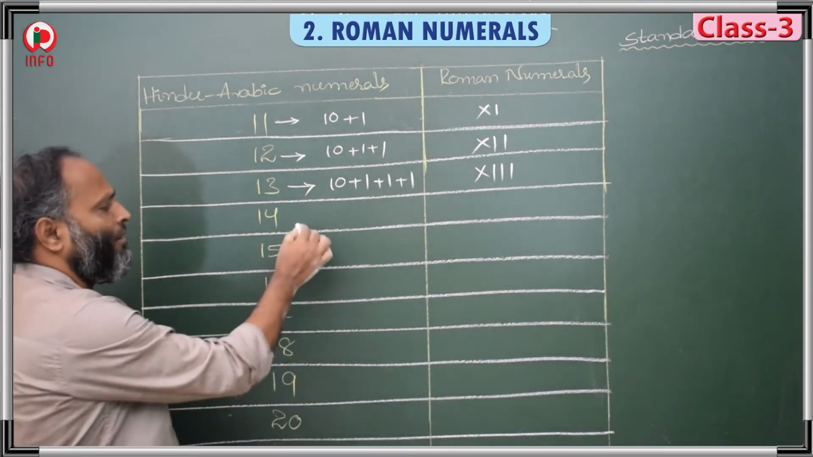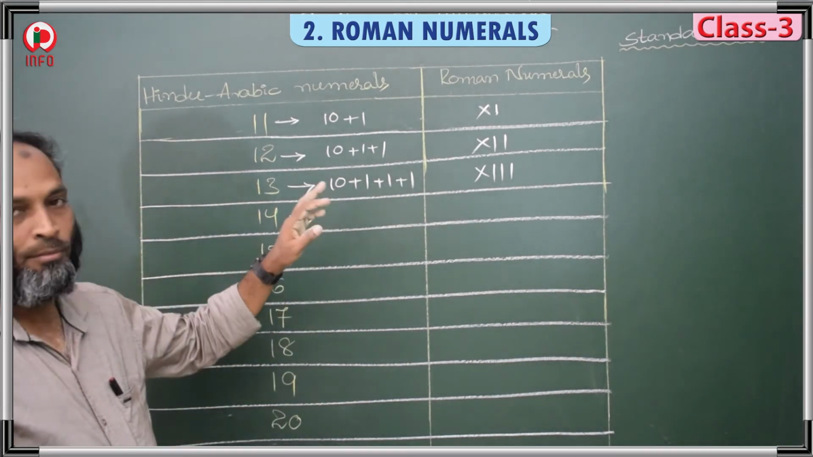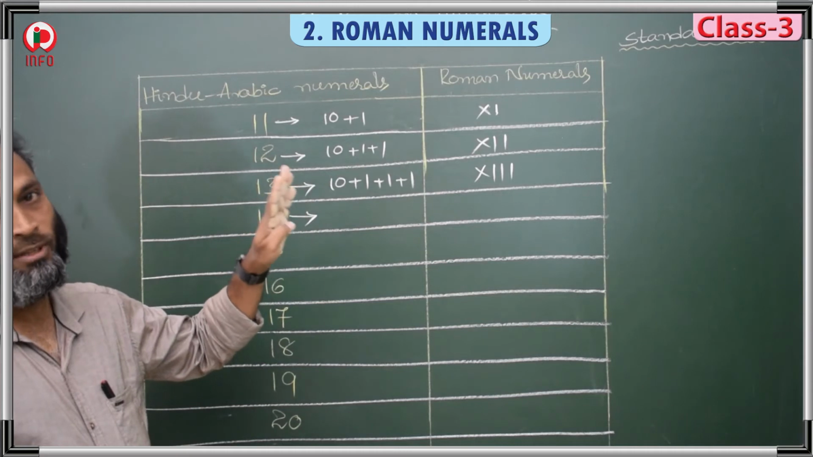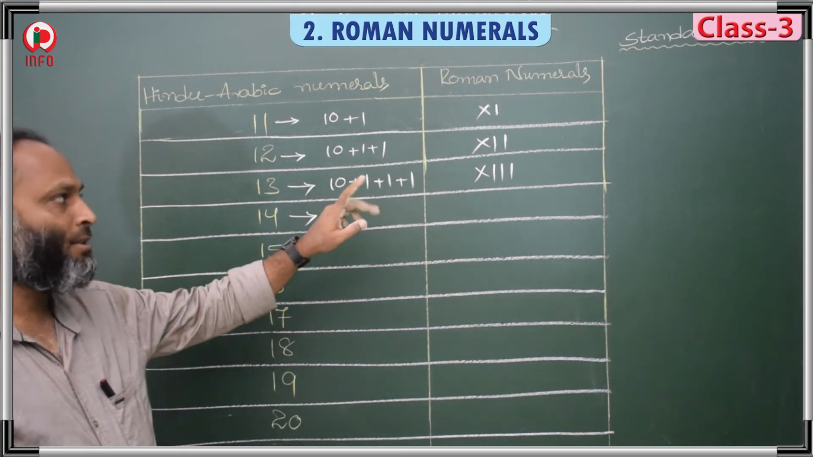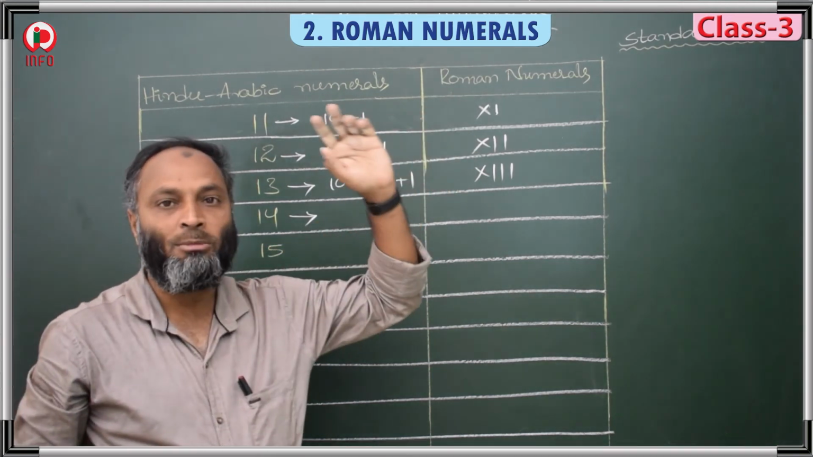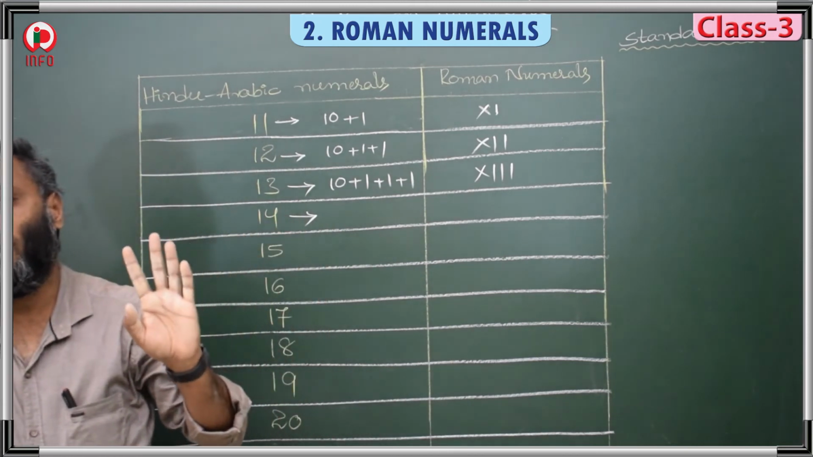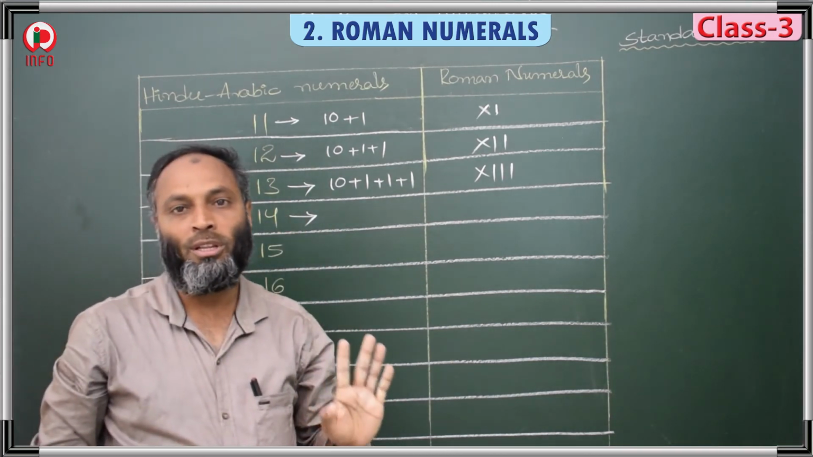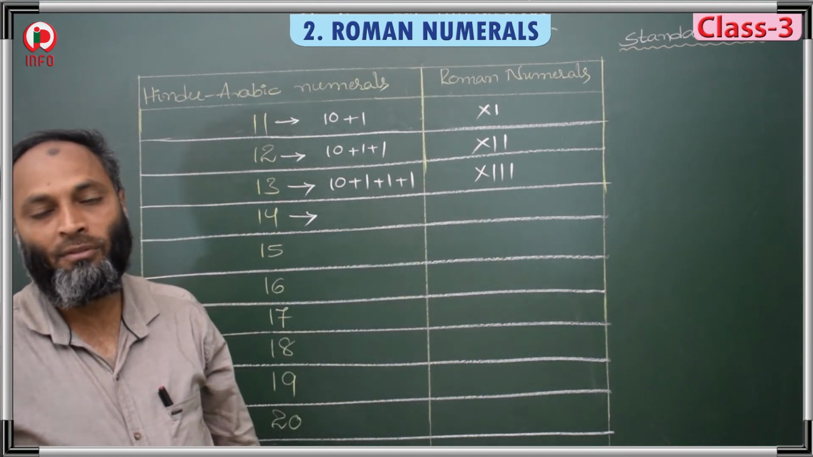Then 14. How to represent 14? 10 plus 1 plus 1 plus 1 plus 1, 4 times? Don't take 4 times 1. Why? Because we have to take the same Roman numeral a maximum of 3 times, not more than 3 times. Here it already repeats 3 times, and after that it won't.